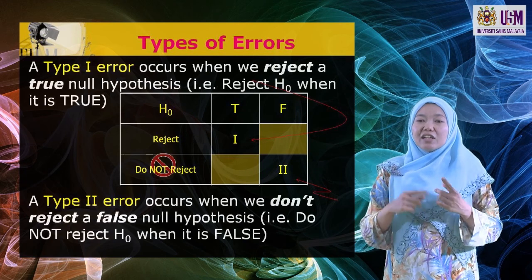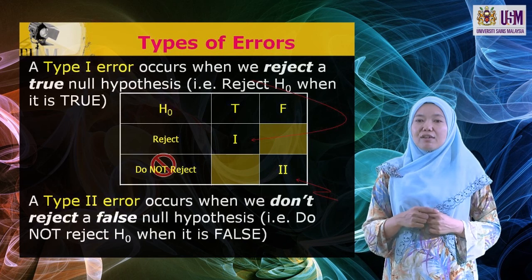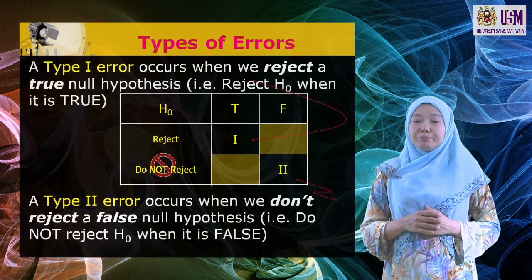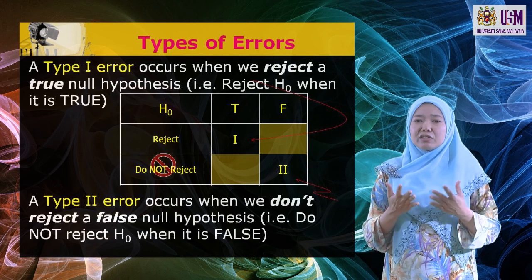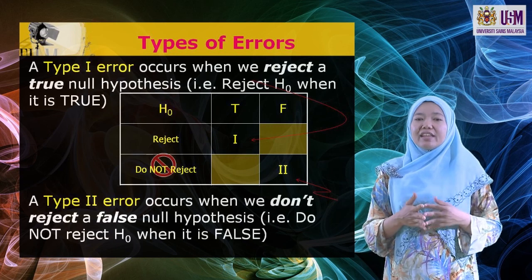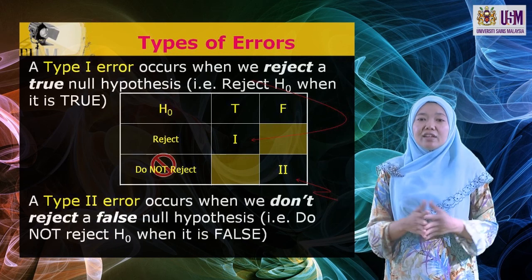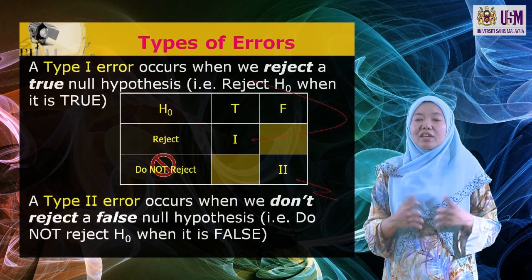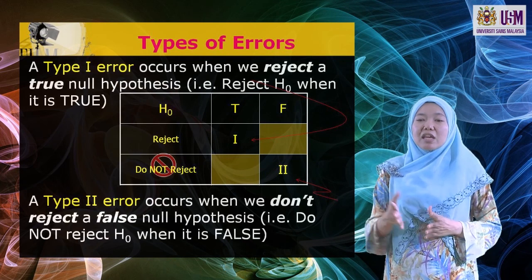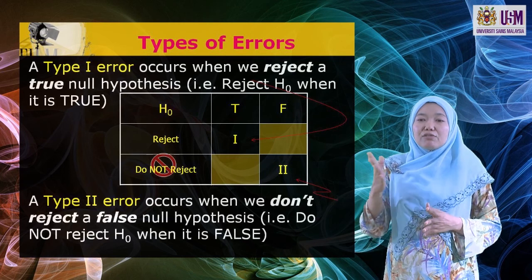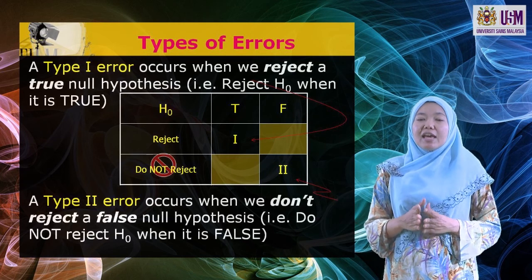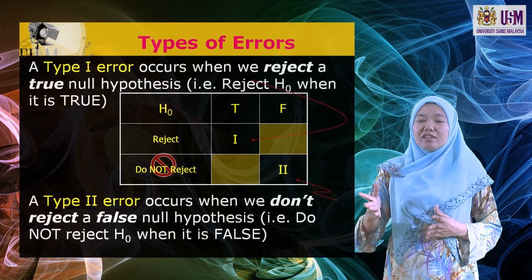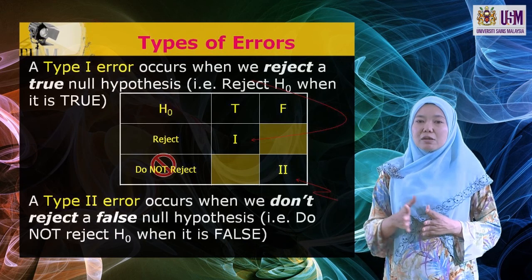The other two boxes, the shaded ones: if you look at the middle column, if the statement is true and you do not reject, that is not an error. It's a true statement and you do not reject H0. No problem with that. Same thing if the statement is false and your decision is to reject H0.